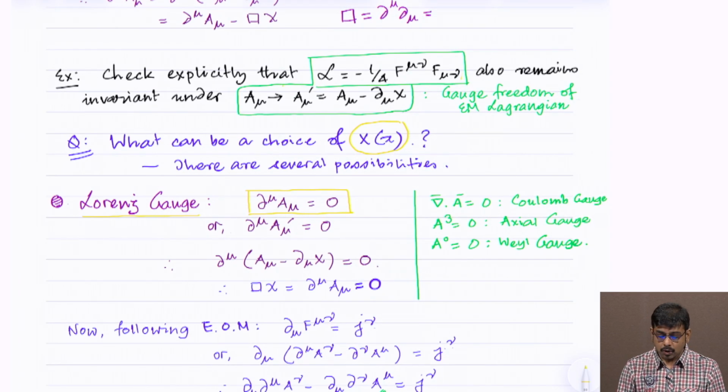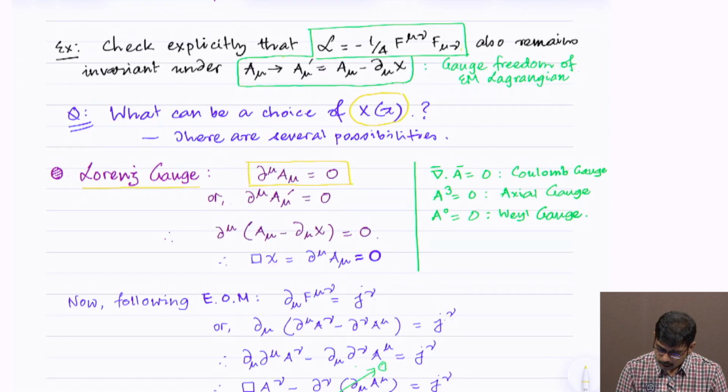Now, this is not the only possible way of fixing what your chi can be. There are other possible choices like divergence of A. Simply you choose divergence of A equal to 0, that is what is called the Coulomb gauge. A3 is equal to 0 is what is called the axial gauge. A0 equal to 0 is called Weyl gauge, and so on.